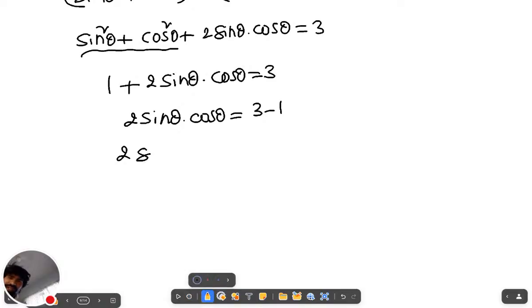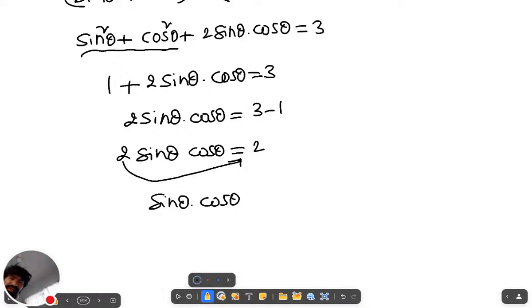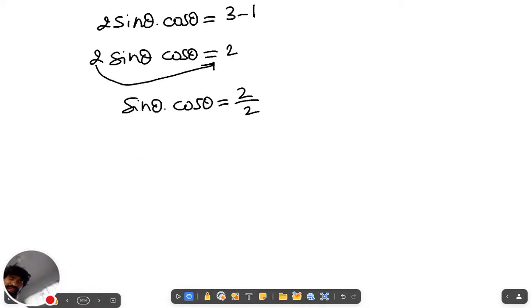So 2 sin theta cos theta is equal to 3 minus 1, which is 2. Sending the 2 to the right side, the equation becomes sin theta into cos theta is equal to 2 by 2, which is equal to 1. Sin theta into cos theta is equal to 1.